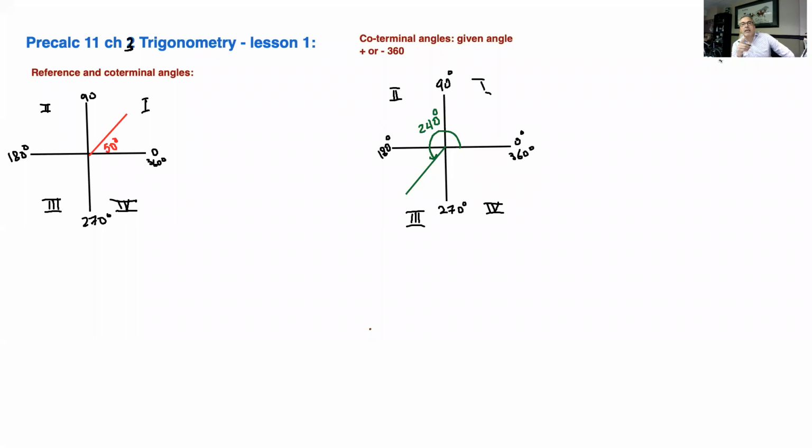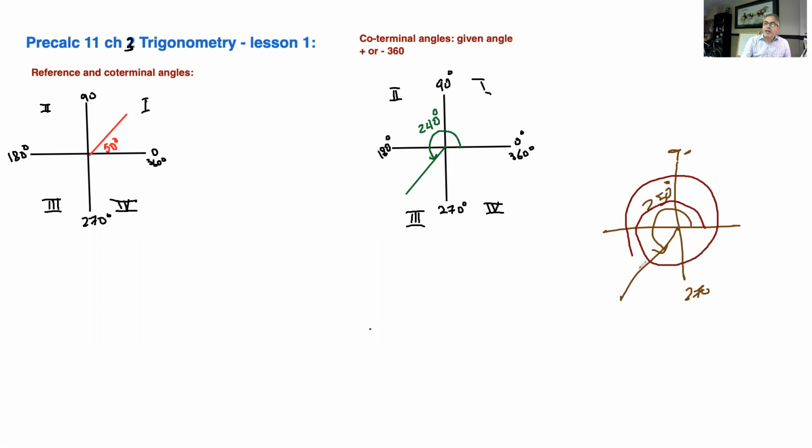Now, coterminal angles. What's a coterminal angle? It's the given angle plus or minus 360. So if you have an angle, let's say right here, and it is 250 degrees. That's the 270 there, that's the 90. Coterminal angle basically means as you keep on going around and you get here, you tell me what the angle is.